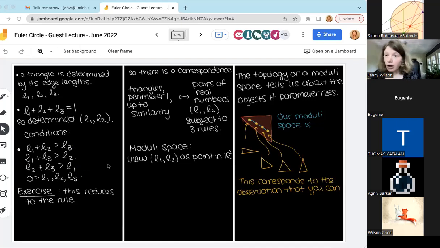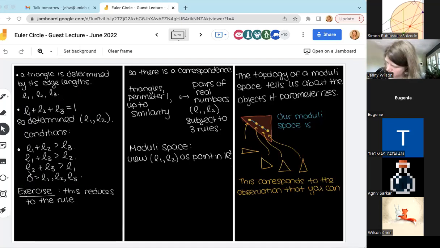Okay, so in order to specify the set of triangles in the plane with labeled edges up to similarity, what we need are 3 real numbers subject to this list of conditions. And this data exactly determines the set of triangles in the plane of perimeter 1 up to similarity. Okay, I'm going to leave it as an exercise that you can actually simplify this list of conditions. If you just do some algebra, this reduces to the following rule.